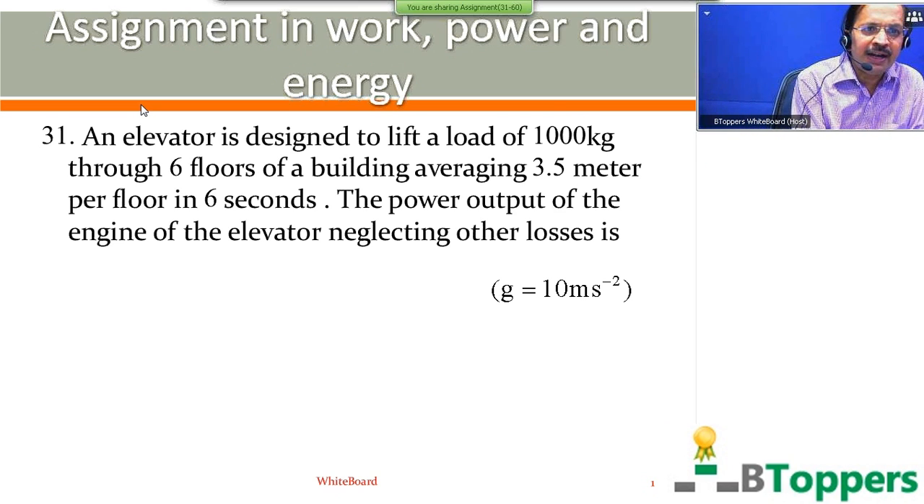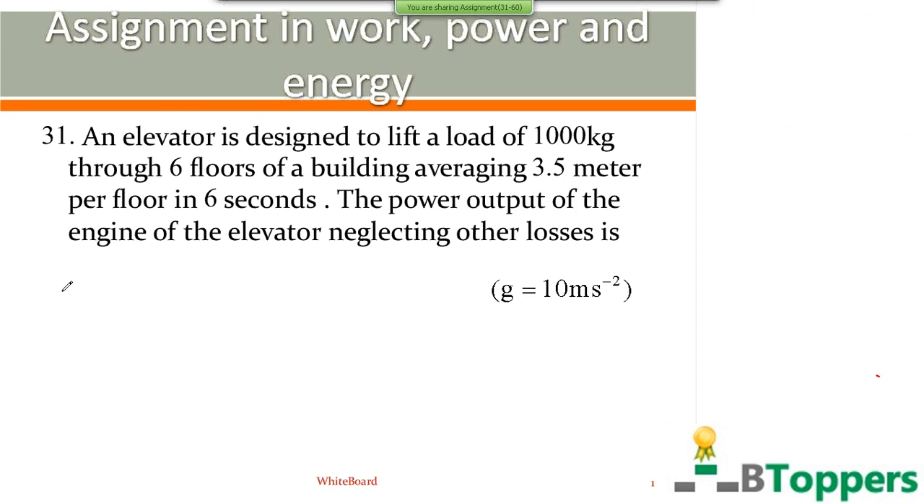So here the total vertical height to which the load is raised in 6 seconds is equal to 6 times the height of each floor. The height of each floor is given as 3.5 meters. So total vertical height lifted is 6 into 3.5 meters. The power output of the engine of the elevator is equal to work done by time. Work done by the gravitational force lifting through a vertical height h, with uniform speed, is equal to mgh.